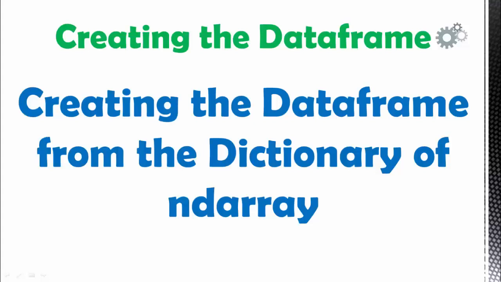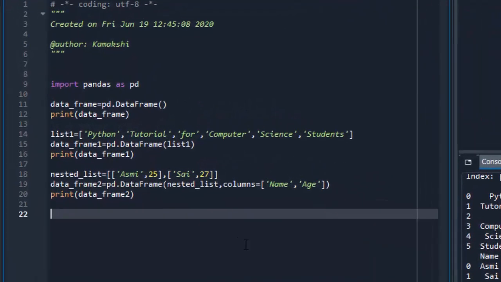Now we'll see how we can create the data frame from the dictionary of ND array, that is n-dimensional array. So here in the code, we'll first take a dictionary. So dictionary in Python is specified in curly brackets. Now within this dictionary, I'm going to take the ND arrays, that is n-dimensional arrays.